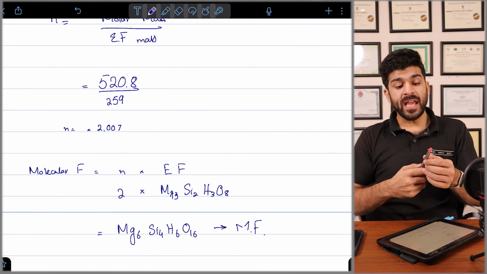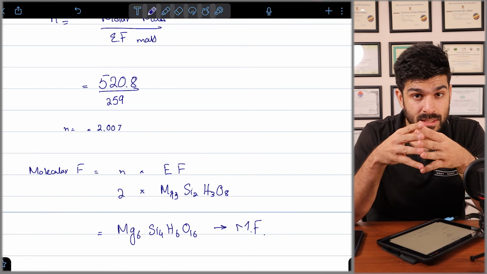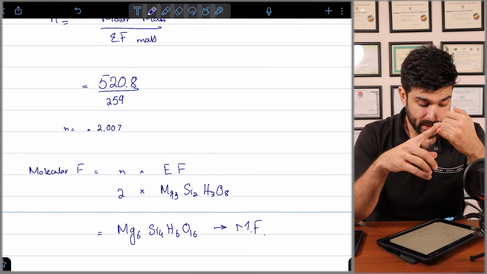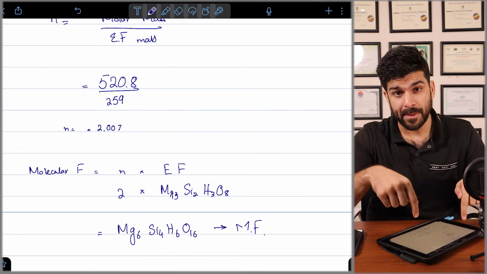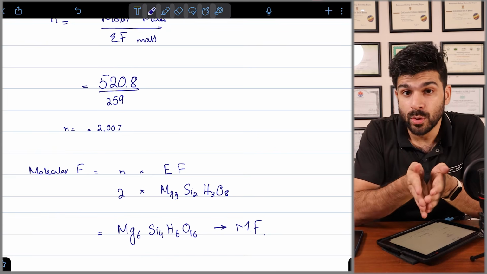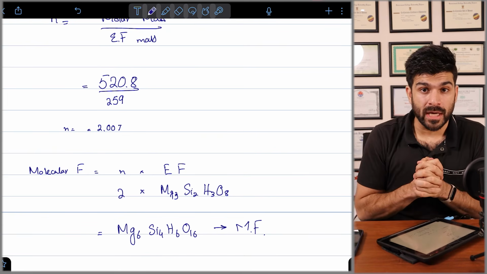So students, we have discussed the empirical and molecular formula today in various ways. We have found out how to calculate through percentages, through masses, and we've seen the added step when you don't get the value in whole numbers. So that's all about the empirical and molecular formula calculations.